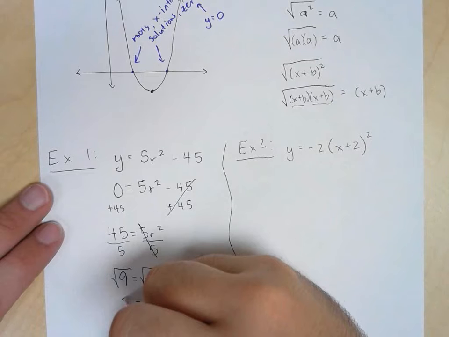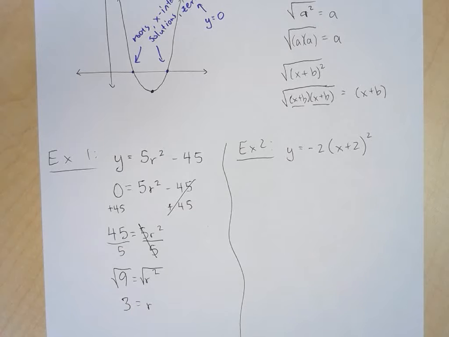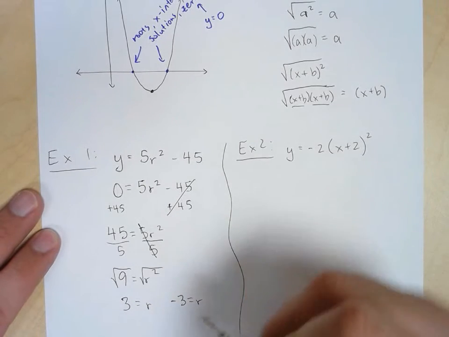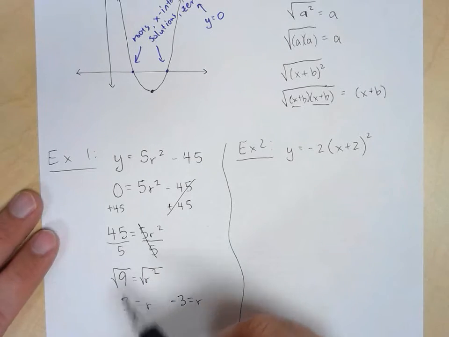3 is the obvious one. When we take the square root of something, not only do we have that positive version, so positive 3 times positive 3 gives us 9, we also have the negative version to deal with as well. So not only do we get positive 3 equals r, we also get negative 3 equals r, because negative 3 times negative 3 does give us 9.